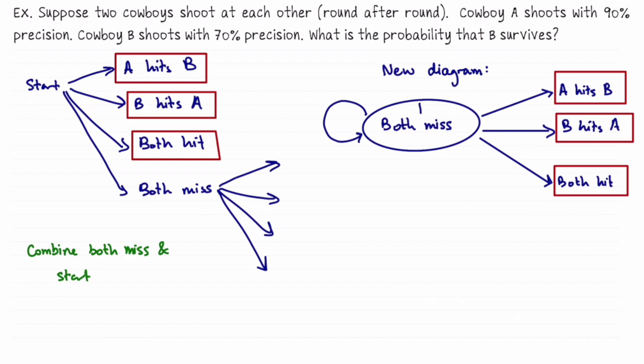Both miss, this will go into our first column, and then we'll have the second column, third column, and both getting hit will be the fourth column. Okay, let's do our probabilities.